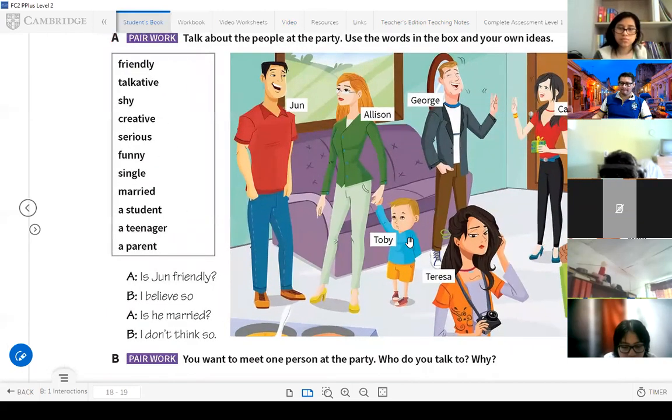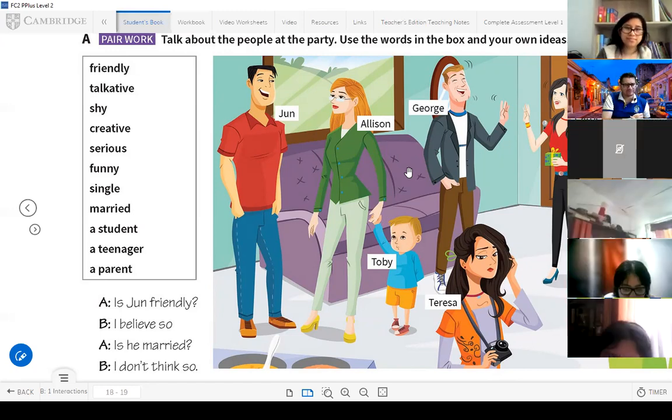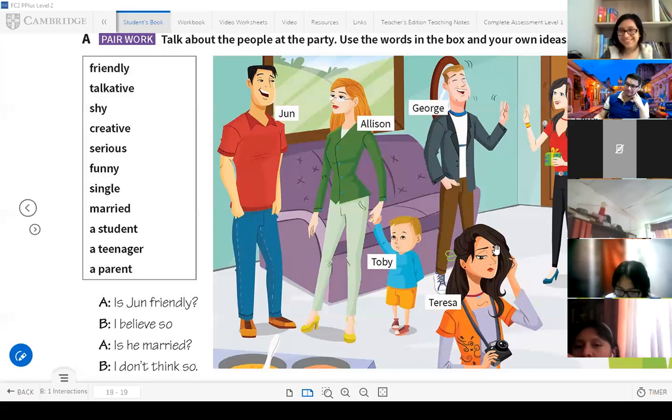Okay. Now, you're gonna describe your friends. Ustedes ahora me van a describir a sus friends. You're gonna tell me, I believe so, I don't think so, yeah? I'm gonna ask, is Vélez de Villa shy? Ustedes conocen a Vélez de Villa. Is Vélez de Villa shy? I don't believe so. What do you think about Vélez? Is Vélez de Villa shy? I don't think so.